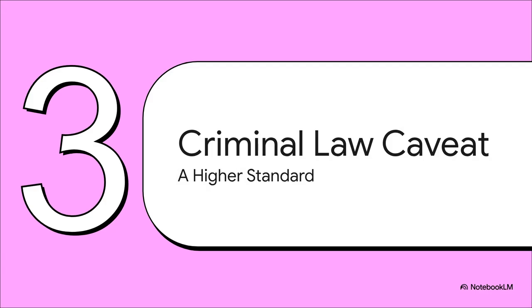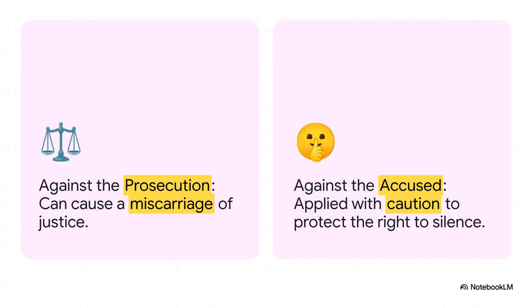Right? Now we need to shift gears completely. Because when we step into the world of criminal law, the stakes are so much higher, and the rules change. We're talking about fundamental rights here, the right to silence, the presumption of innocence, and these principles cast a huge shadow over how Jones v. Dunkel operates. And you see this incredible asymmetry in how the rule is applied. You can, and absolutely should, use it against the prosecution.